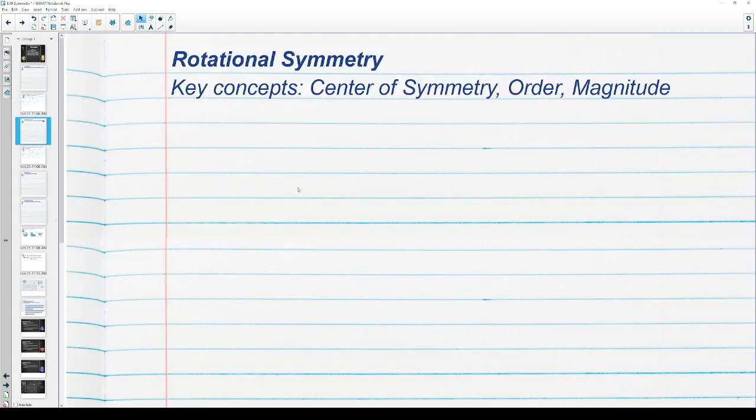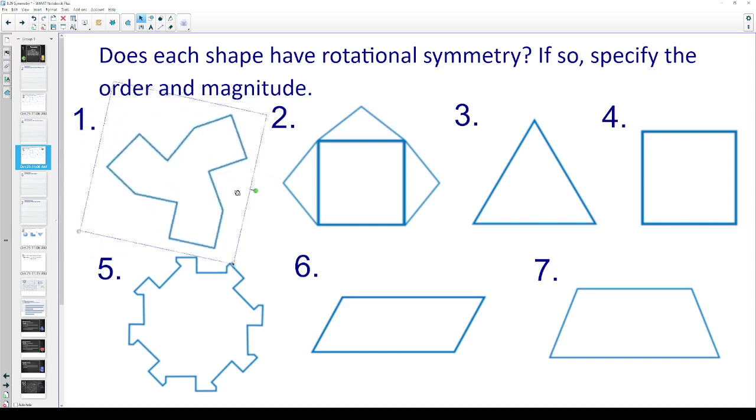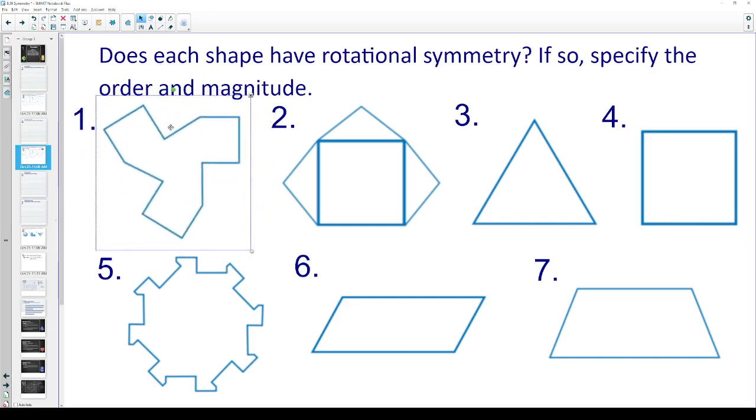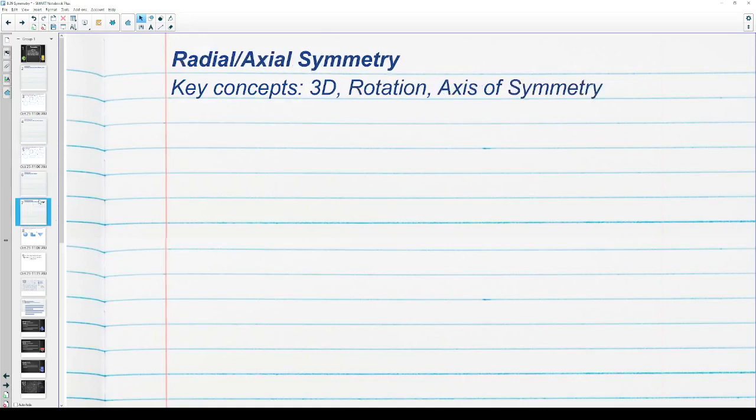Rotational symmetry, that's one where we can rotate the shape and regain its original symmetry throughout the rotation several times. So here we had, remember, 3 times that we regain that orientation. And then we had our 3D symmetries with plane and radial symmetry.